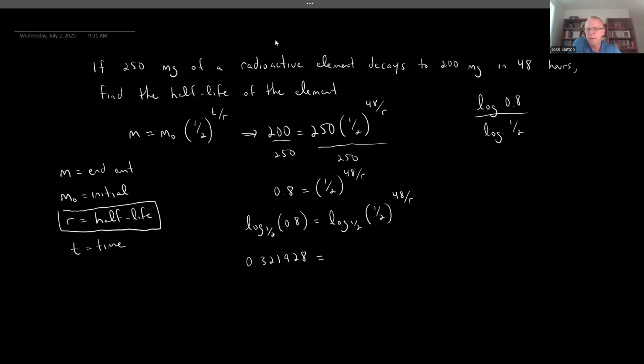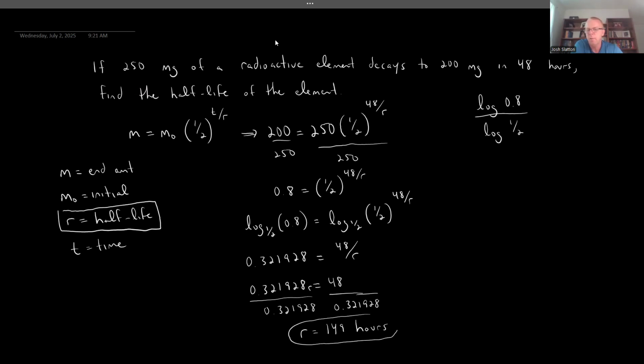On this side, the log base 1/2 and the 1/2 cancel each other out, and so we just have 48 over R. Now it's a pretty simple equation to look at. Let's cross multiply. We get 0.321928 times R equals 48. Then, of course, we divide both sides by that number. And so we get 149.1 or something, but I think the textbook asks to just round to the nearest hour. So 149 hours.